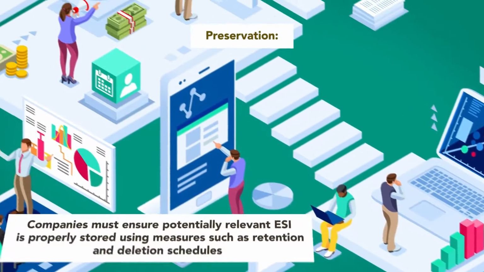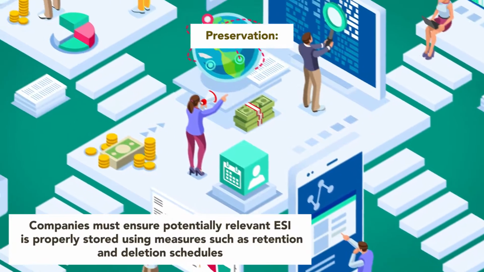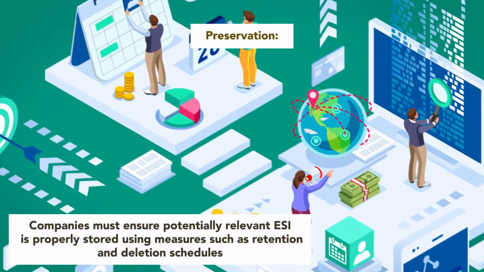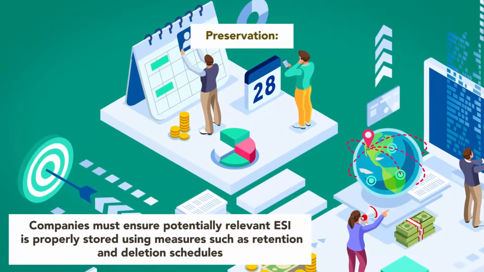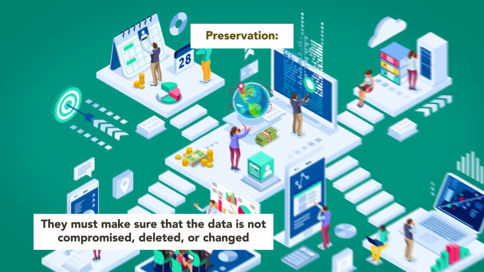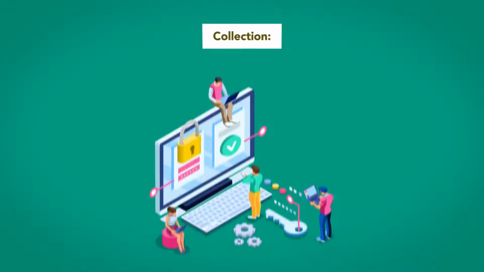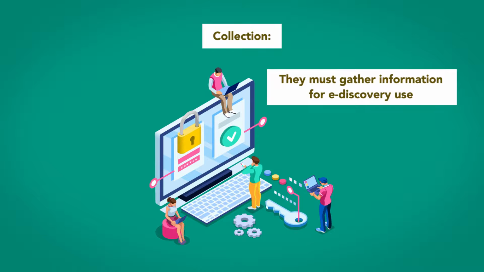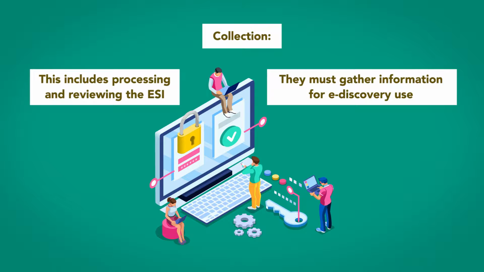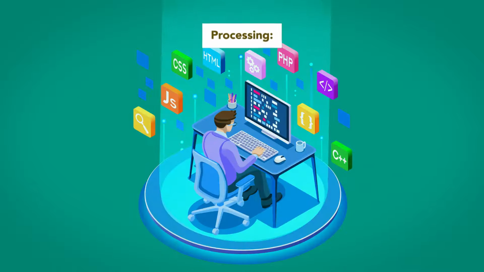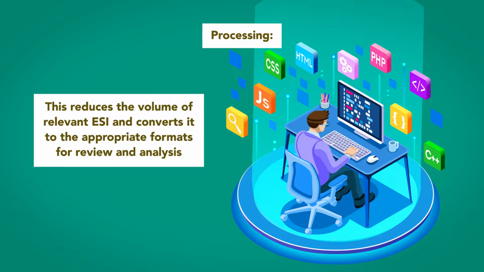Preservation. Companies must ensure potentially relevant ESI is properly stored using measures such as retention and deletion schedules. They must make sure that the data is not compromised, deleted, or changed. Collection. They must gather information for EDiscovery use. This includes processing and reviewing the ESI. Processing. This reduces the volume of relevant ESI and converts it to the appropriate formats for review and analysis.